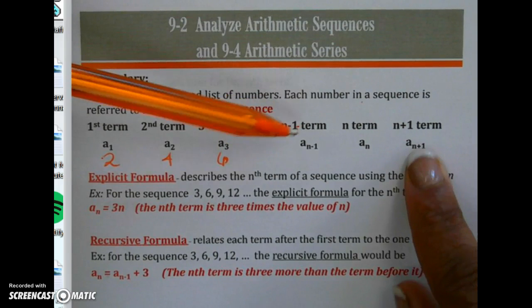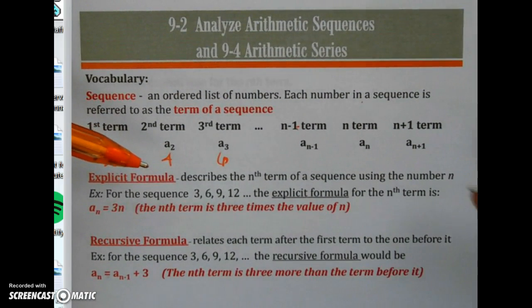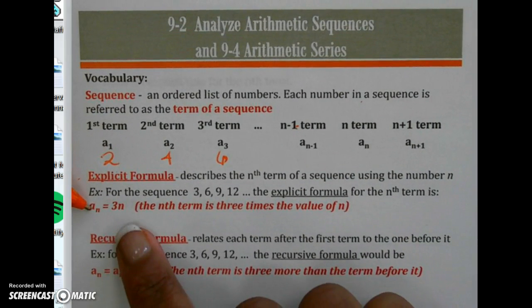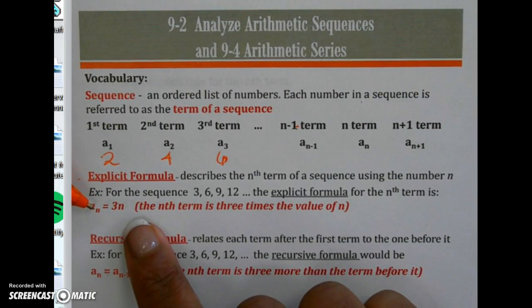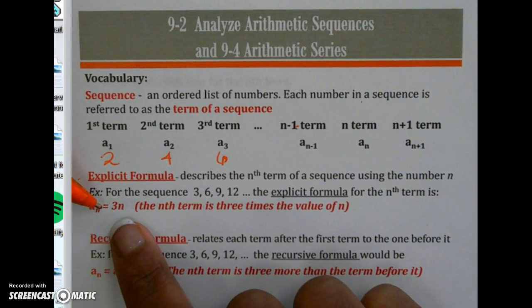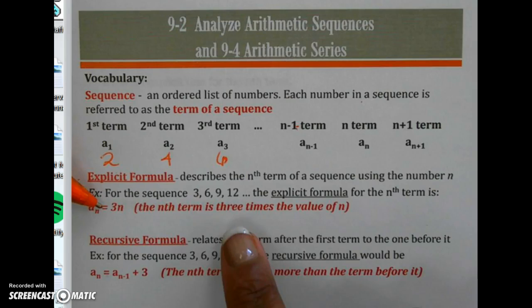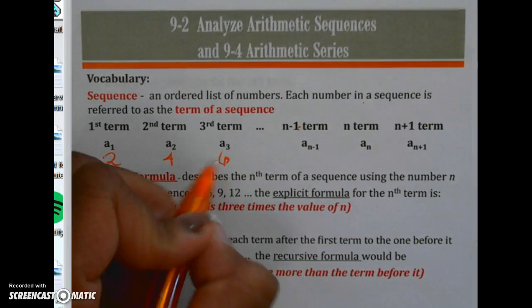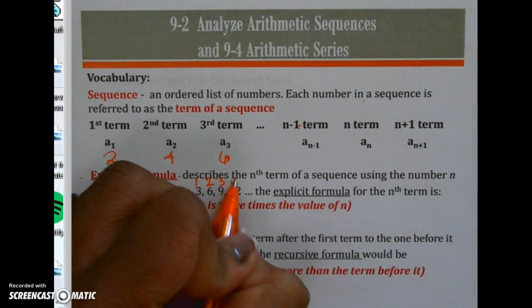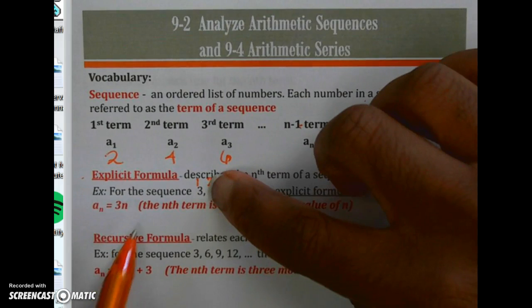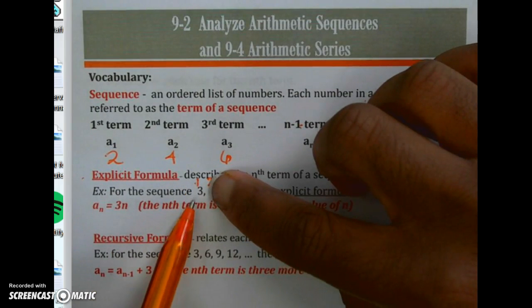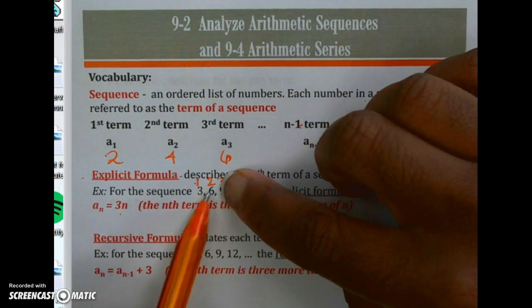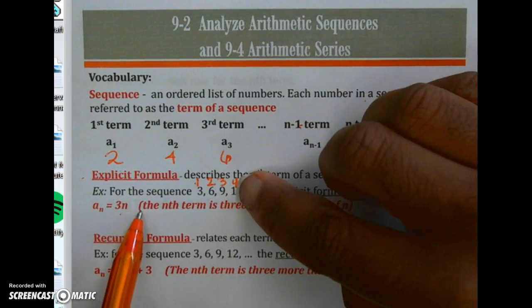Then there's two different types of formulas. Number one is your explicit formula, which will look something like a sub n equals 3n. This is a formula that's always going to tell you what the nth term is with regards to its position. So this one is 3 times the value of n. So if you have 3, 6, 9, this is your first, second, third, and fourth term. So how do I get the first term? Well, multiply 1 times 3. For the second term, 2 times 3. Third term, 3 times 3.